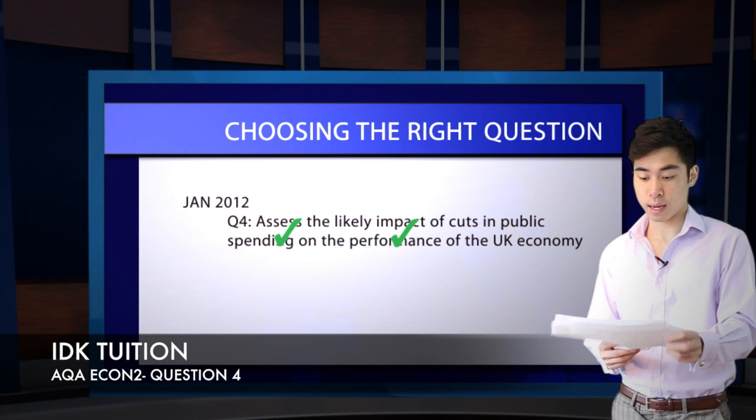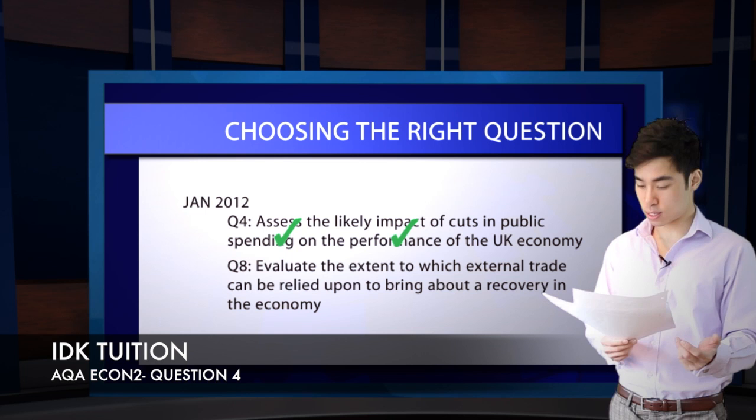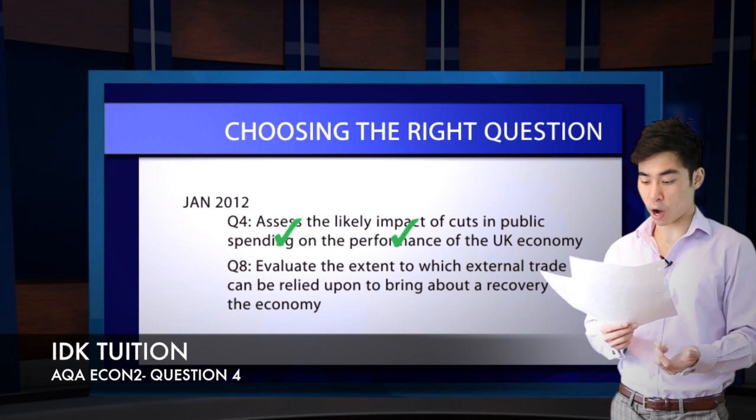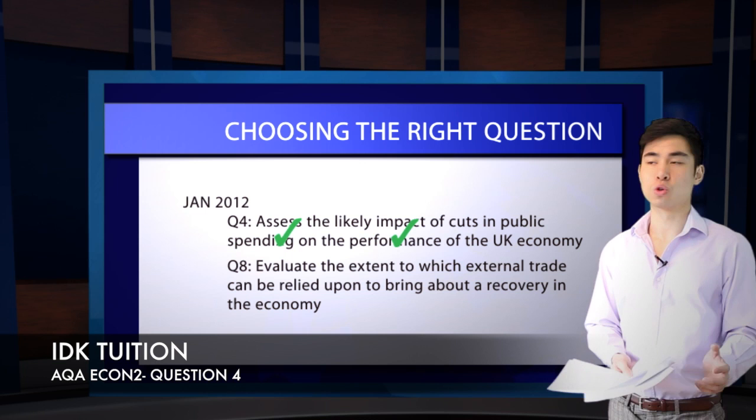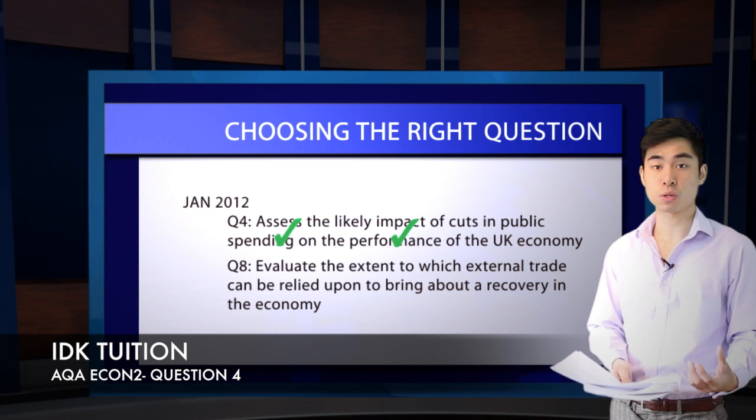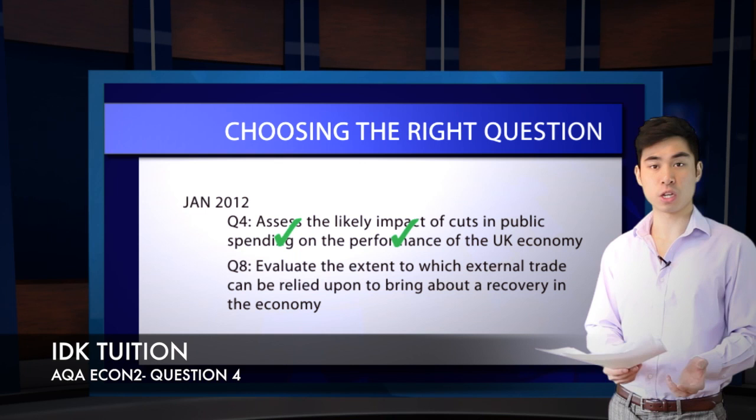Whereas question eight, Jan 2012, says evaluate the extent to which external trade can be relied upon to bring about a recovery in the UK economy. Okay, so recovery in the UK economy, that alludes to the fact that you're going to talk about GDP and unemployment, not necessarily inflation. So whereas the previous question allows you to talk about all of your macroeconomic indicators, here, recovery in the UK economy is quite specific to unemployment and GDP.